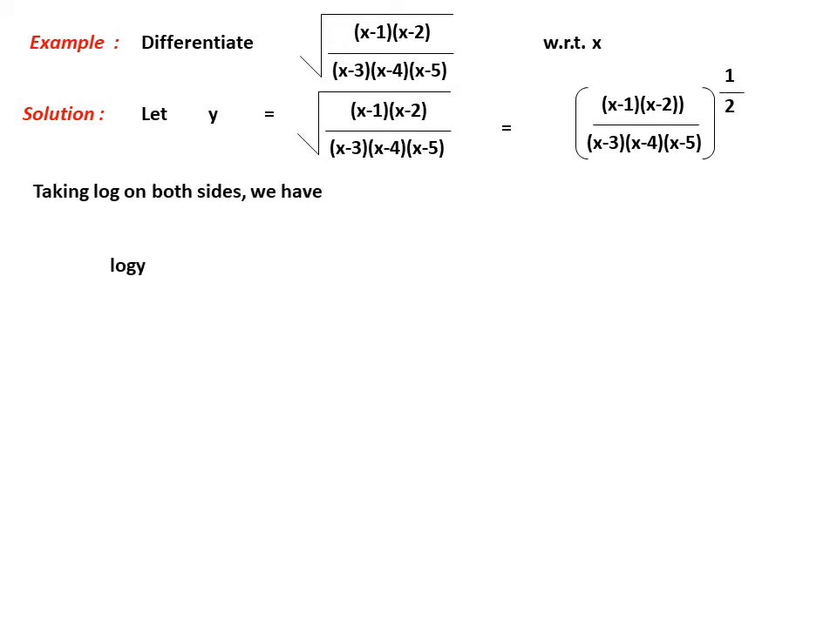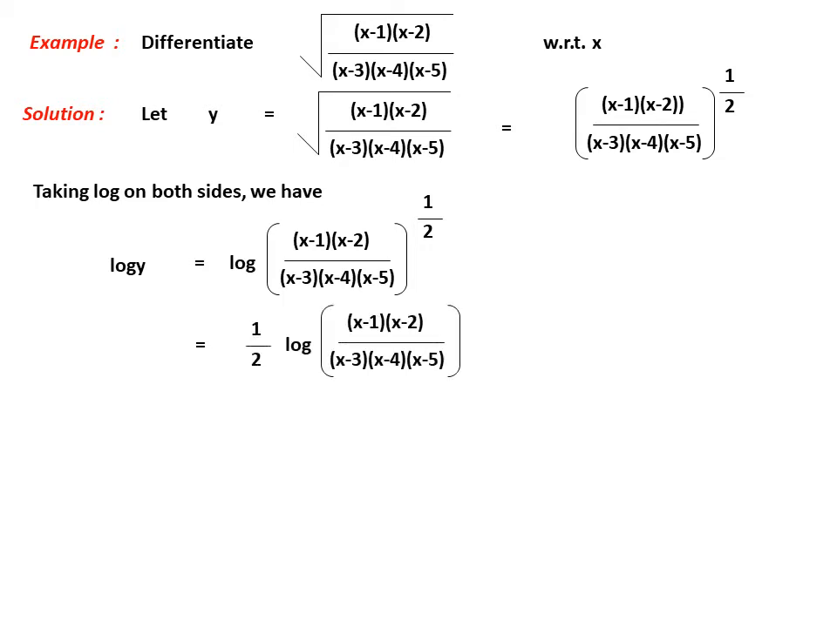Then take log on both sides. Therefore log y will be equal to log of (x minus 1)(x minus 2) divided by (x minus 3)(x minus 4)(x minus 5) to the power half. But you can use the rule of log. So this you can write as half log of (x minus 1)(x minus 2) divided by (x minus 3)(x minus 4)(x minus 5). So this, of course, now we have to use the division rule and product rules together.